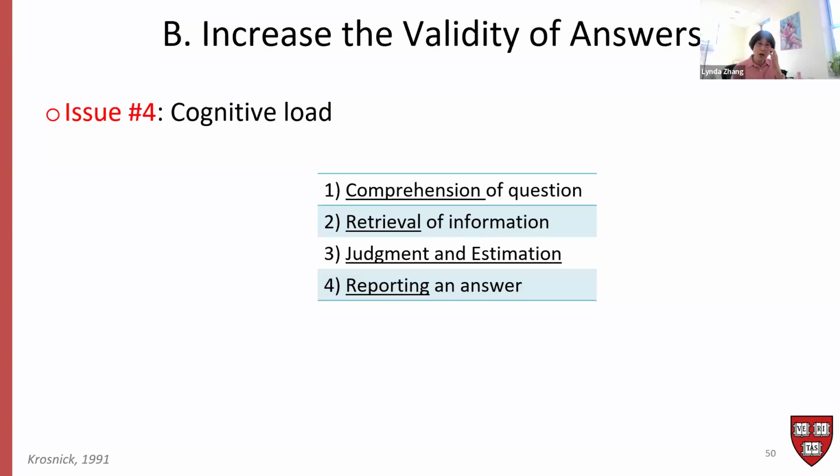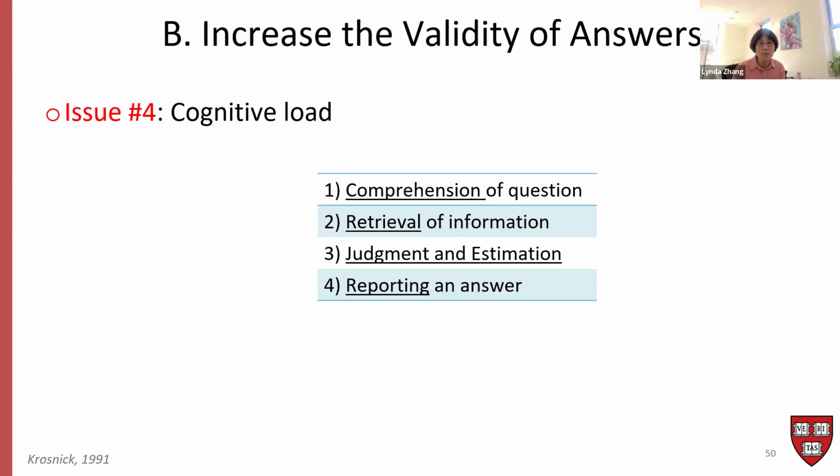So the fourth issue is with cognitive load. Remember, respondents have to go through the 4 stages to respond to your survey question. But if they're in a hurry and they don't have time or are not interested in the survey, they may skip through all of these without truly making the correct judgment or pulling it from their memory and reporting the correct answer. This is called satisficing. You're just making it okay, just a satisfactory answer, not an optimal answer.